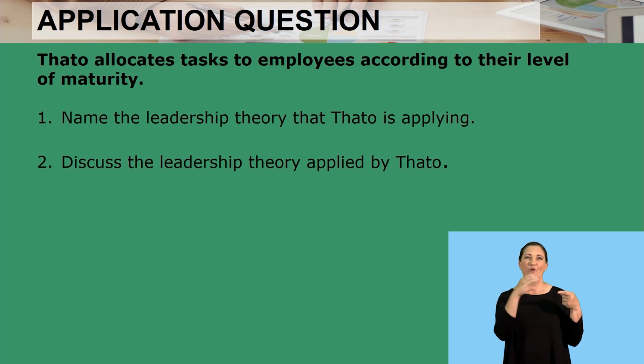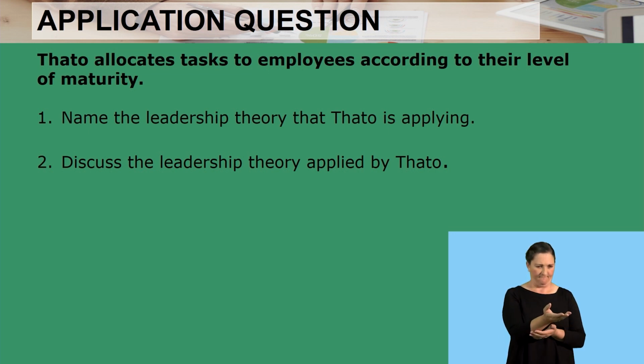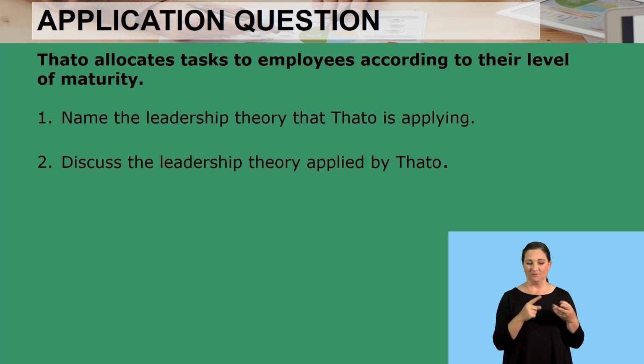We'll be looking into management and leadership, and the focus would be on our leadership theories. So today we'll be looking into our application questions. The first question focuses on the theories. You have an instruction that says TATO allocates tasks to employees according to their level of maturity. The first question says, name the leadership theory that TATO is applying. Number 2 says, discuss the leadership theory applied by TATO. So you have question 1 and question 2, and question 2 becomes a follow-on question.